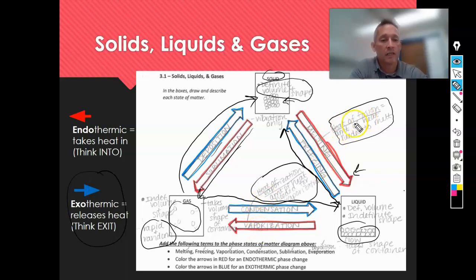These two words, heat of fusion and heat of vaporization, are going to be two important vocabulary words for this chapter. Your mastery check will have you fill out one of these diagrams, or you're going to have to get a sentence and fill in the blanks with each one of these phase changes or each one of these types of matter. All right, good luck and see me when you're done.